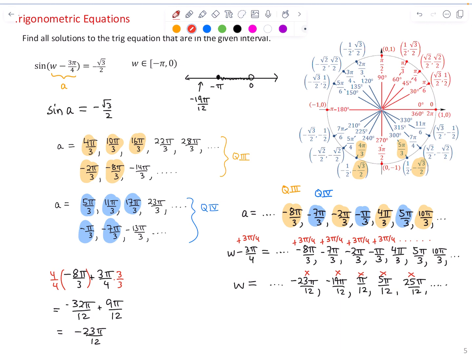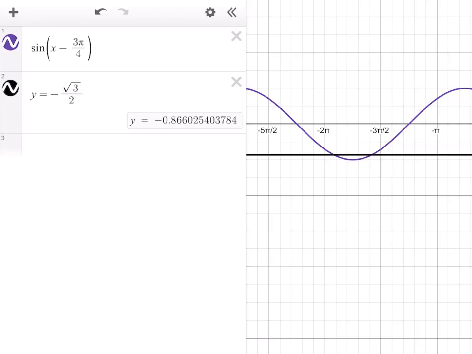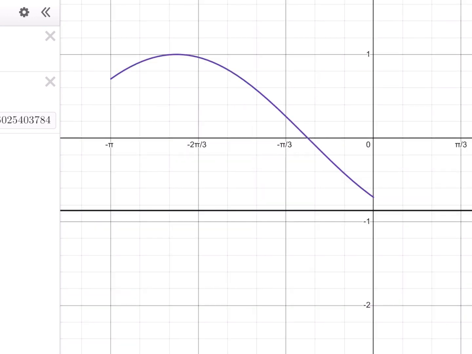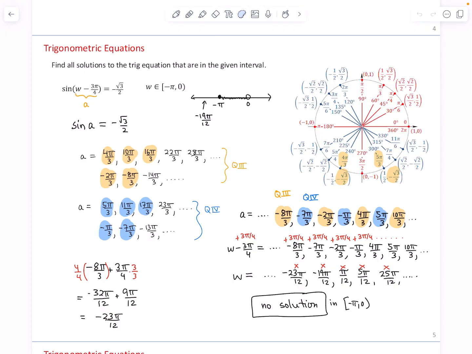So this was a lot of work, perhaps for nothing. However, if I had widened this window, then perhaps we would have started including some of my options for W. But as it is, this has no solution, because none of my W's satisfy the condition that they be between negative pi and 0. Let's confirm this with technology. You can see that if you consider the entire function, there are plenty of points of intersection. But if you limit your window to negative pi to 0, notice we do not have any points of intersection. Okay, let's go to the next page.